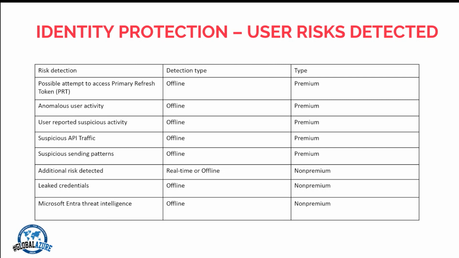Another way it uses this capability is it looks at the type of activities that the user is performing and then maps it back to the common activities that indicate there's a compromise on the user's identity. And when it matches those types of patterns, it can uplift that risk here as well.